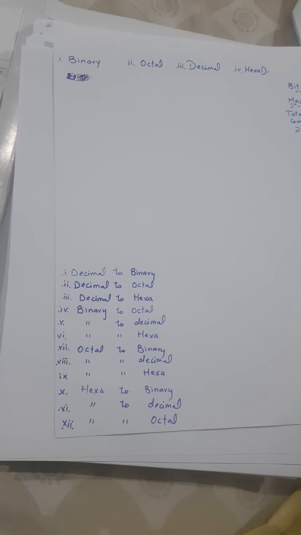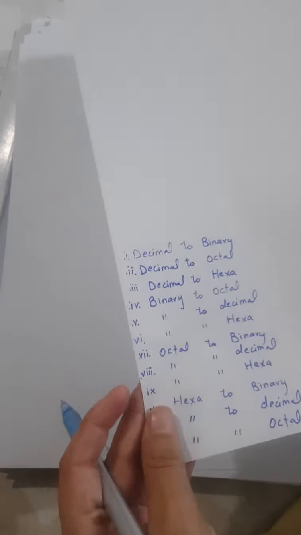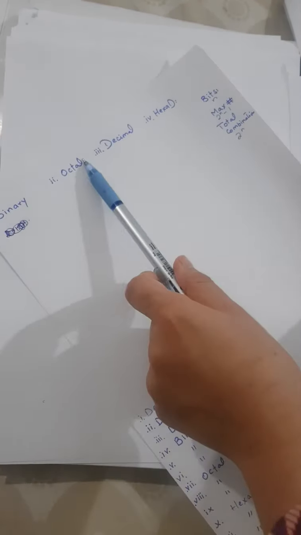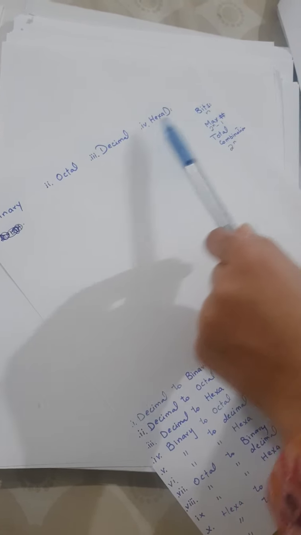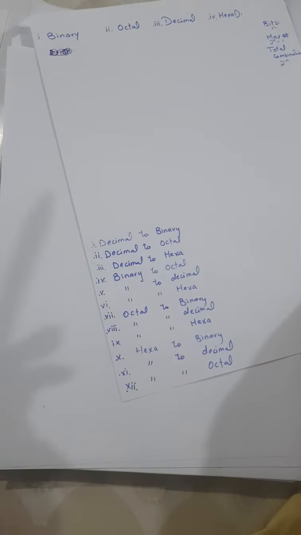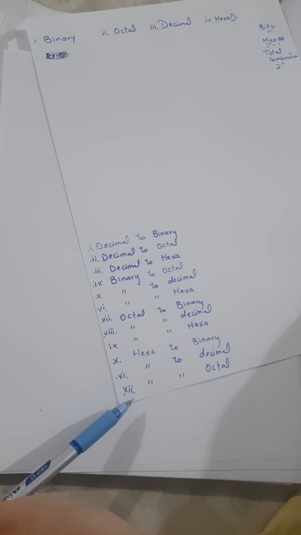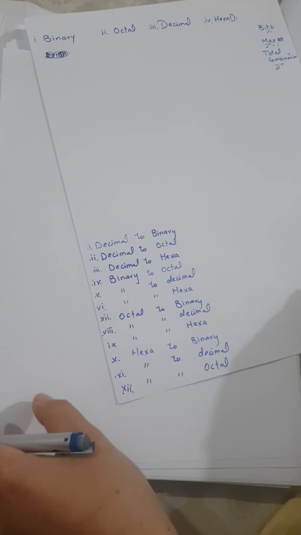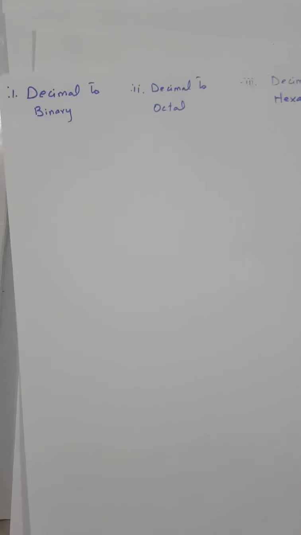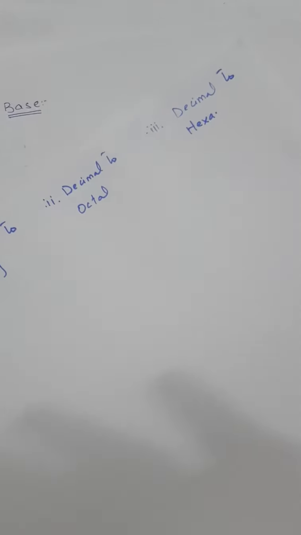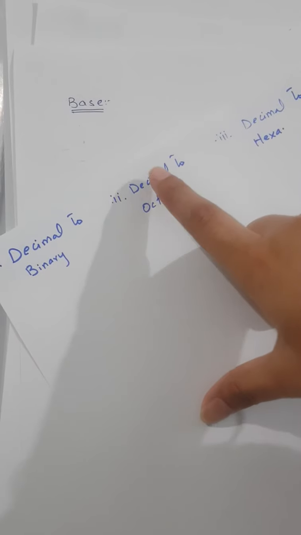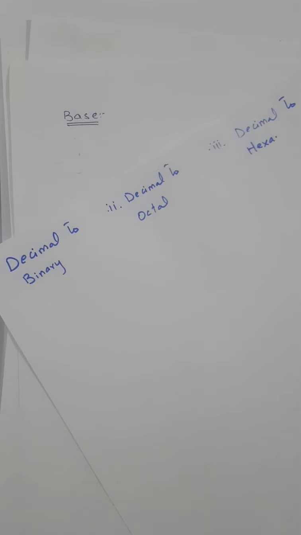Now we will see how a number from one number system is interconverted to another number system. All right. So there are four number systems: binary, octal, decimal, and hexadecimal. For these four number systems, we need a total of 12 interconversions. So we will discuss these conversions one by one now. The first conversion that we will discuss is from the decimal number system to any other number system: from decimal to binary, from decimal to octal, and from decimal to hexadecimal.